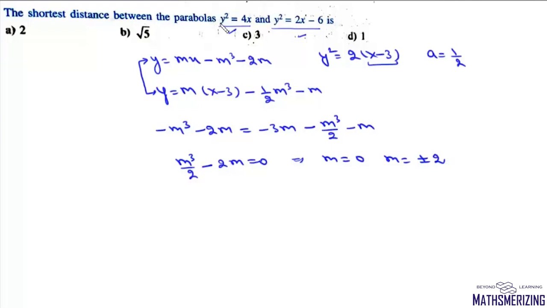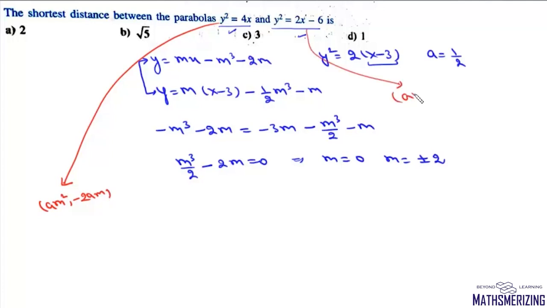Now we can write foot of normal on these parabolas. So for this parabola, foot of normal is am square minus 2am, and for the second parabola it will be am square plus 3, because here we have x minus 3. So x minus 3 is equal to am square. So x equals am square plus 3 comma 2am. So now if we'll put m as 0, then we'll get 0 comma 0 and 3 comma 0. Distance between them is 3 units.